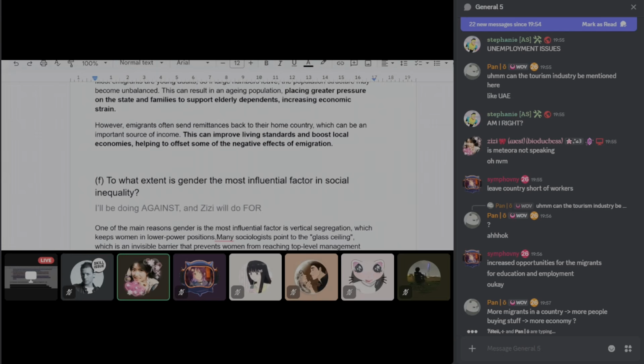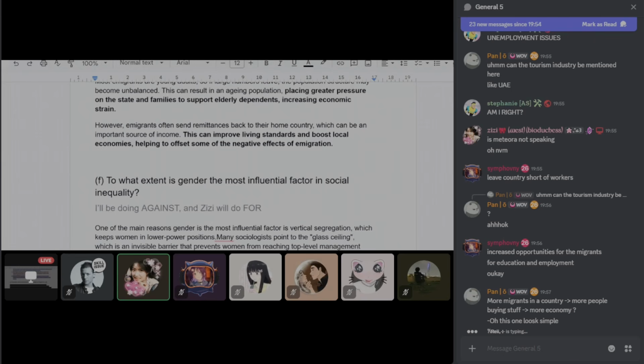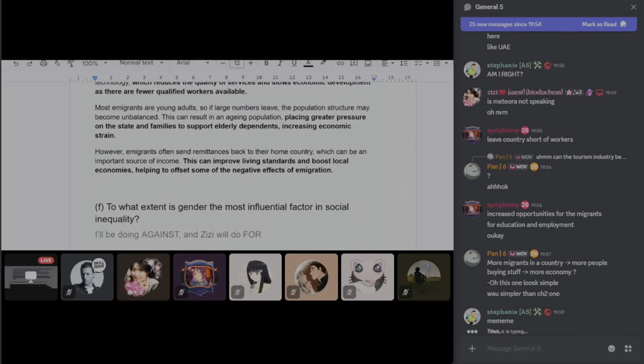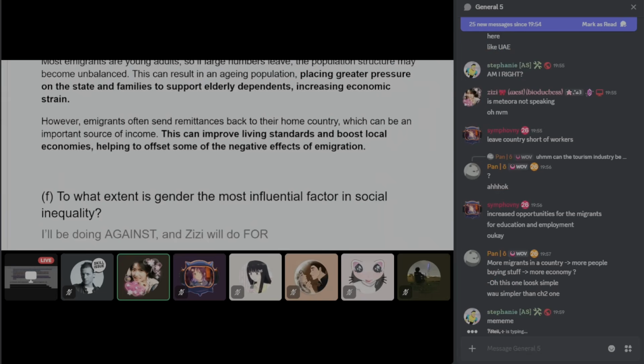All right. So before I start, do any of you want to answer to what extent is gender the most influential factor in social inequality? Yes, Steph.